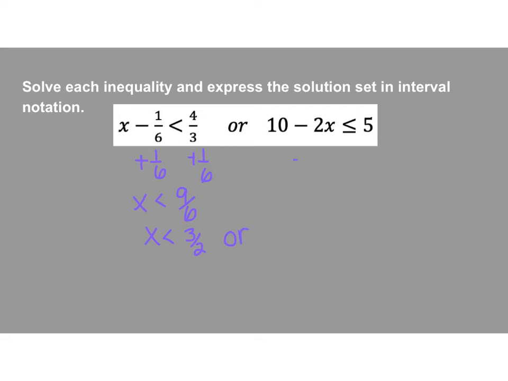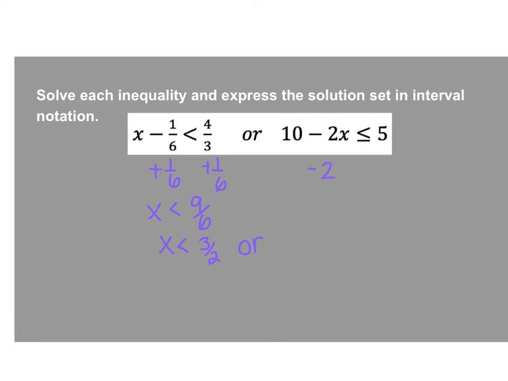I'm going to subtract 10 from each side, which gives me negative 2x is less than or equal to negative 5. Then I divide by negative 2, which will cause me to flip the direction of my inequality symbol. So it would be x is greater than or equal to 5/2.